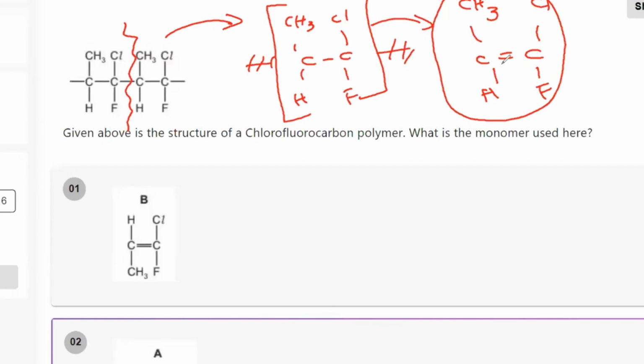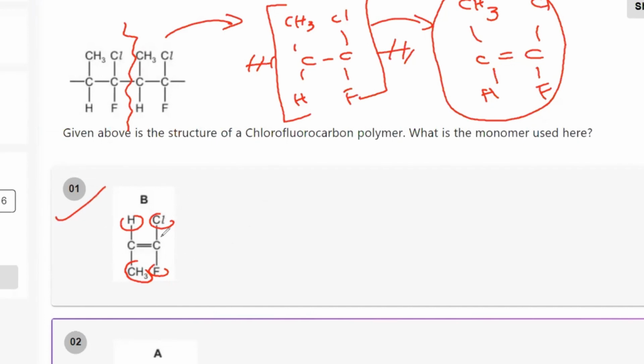So the condition is the carbon with CH3 must be bonded with hydrogen. The carbon with chlorine must be bonded on the other side with fluorine. Okay, so that's the condition we are looking at. Let's look at answer 1. The first carbon is bonded with CH3 and hydrogen. Okay, that's correct, CH3 and hydrogen. And the second one has chlorine and fluorine. I think we already have a winner. It seems to be the correct answer.